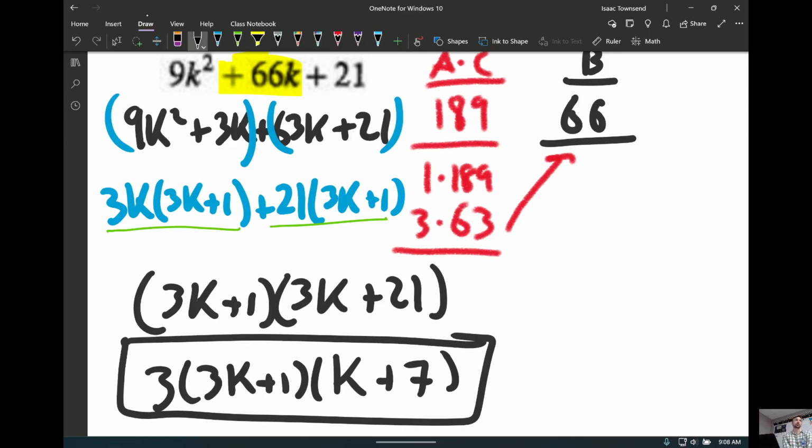Ideally, you do GCF at the start of the question, because then you don't forget about it like I almost forgot about it, and it makes the rest of the numbers smaller, which are easier to work with. You're not going to be dealing with big numbers like 189 and 66. But.